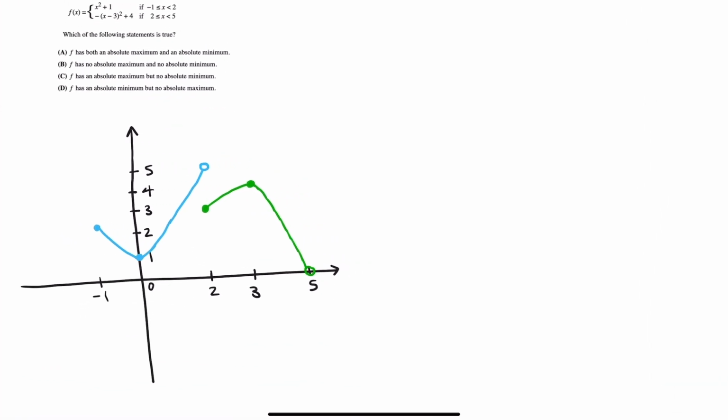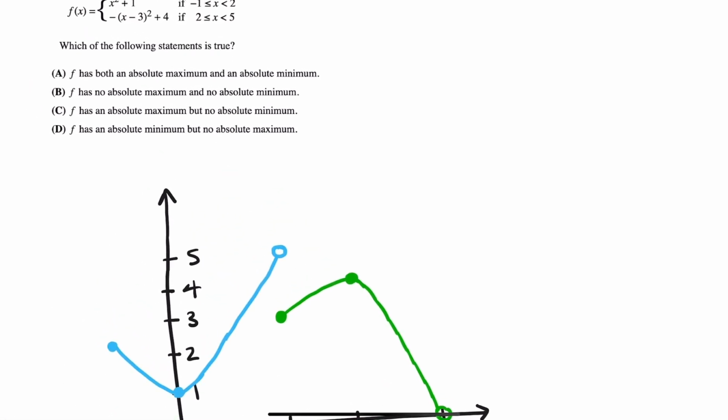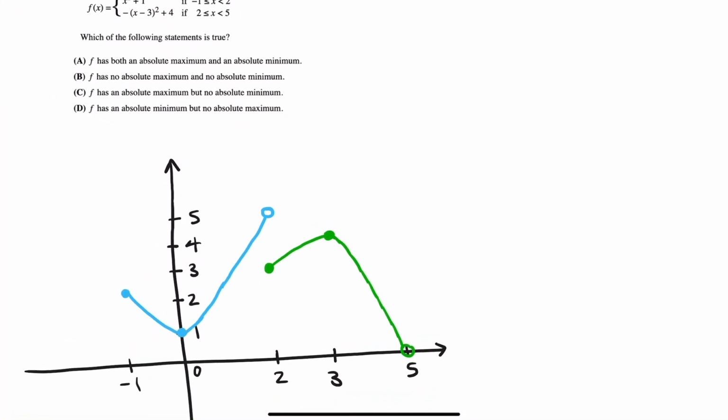Now we can actually verify these statements. So statement A says that f has both an absolute maximum and an absolute minimum. Well, let's look at this graph. We see that technically, like, this would have been a maximum point, this would have been a minimum point. However, because we have open circles here, you cannot say that those are absolutes anymore. So statement A is false.